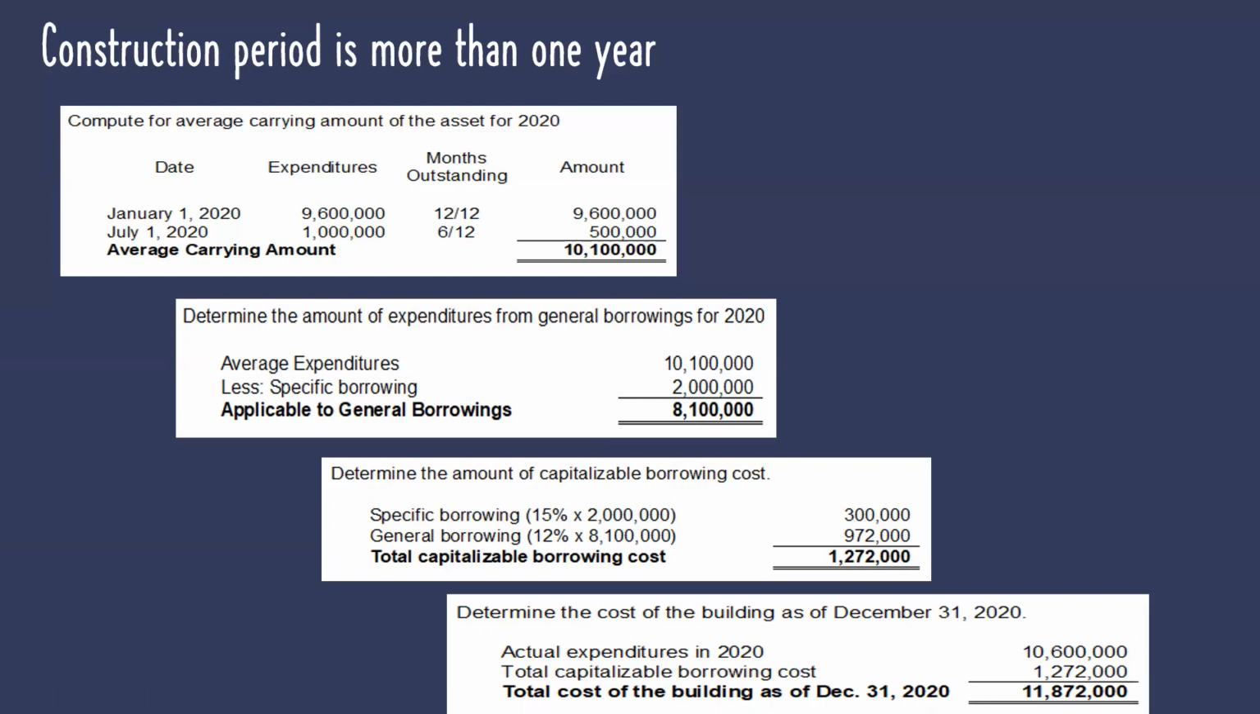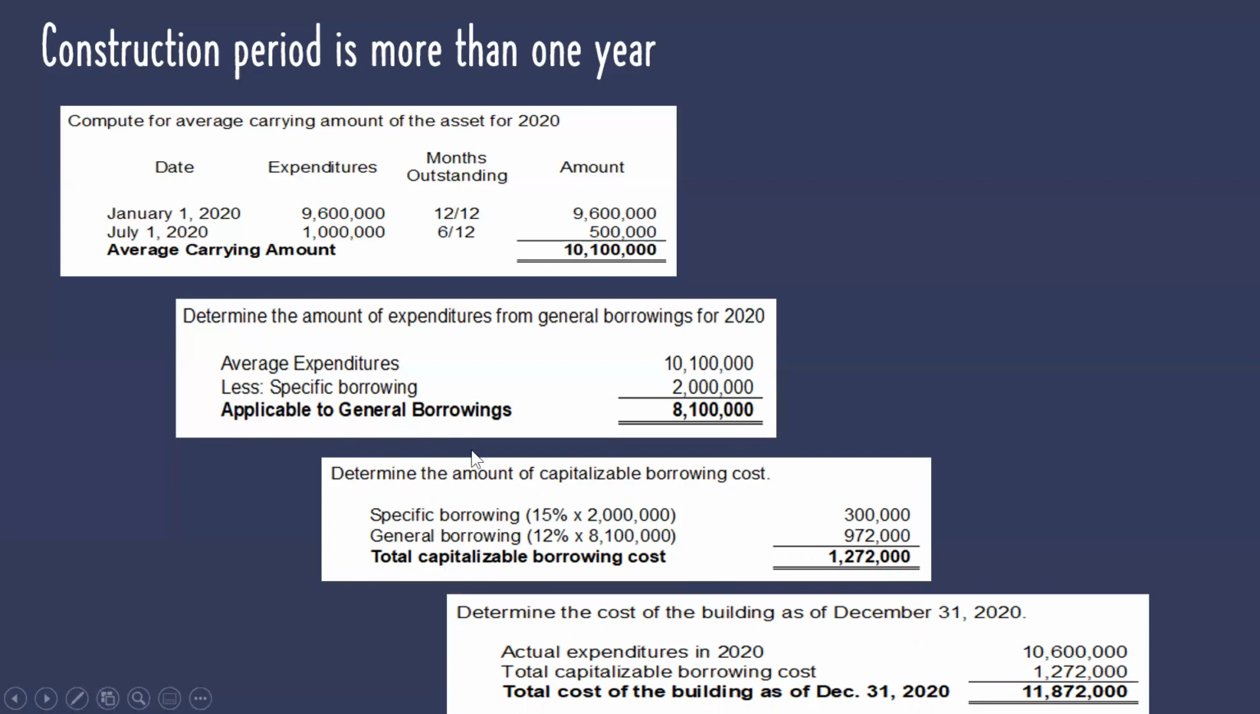Kasi, di ba, ito na yung final, no? Ito yung construction na talaga, or I mean, complete na yung building. So, how much is the cost of the building? So if you're going to look at it, the total expenditures in 2020 is 10,600,000.